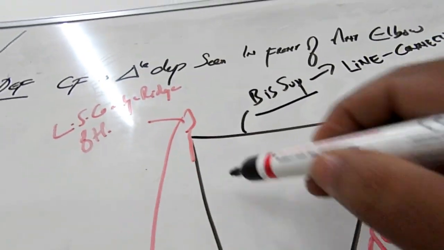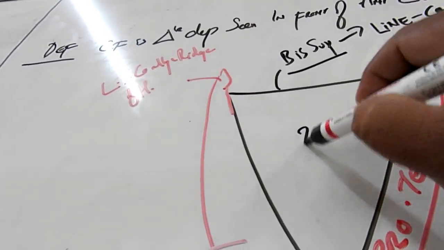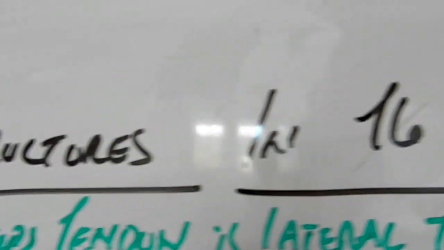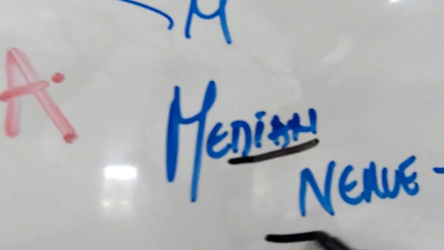So the main thing, when we study the base as well as the apex, is that we need to see what is present inside this, right? So these are the structures present inside the fossa. Number one, let us start from the complete medial aspect. From the medial aspect, the first thing you find is the median nerve.